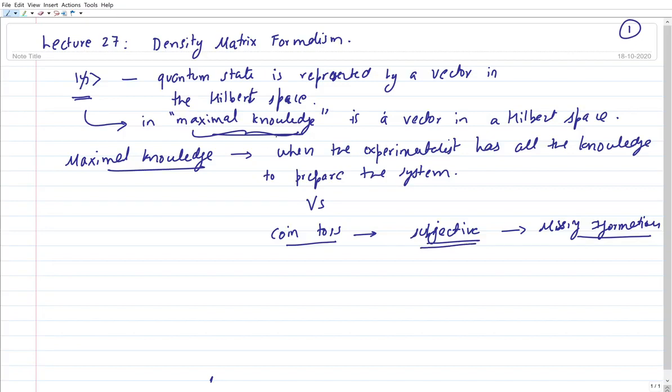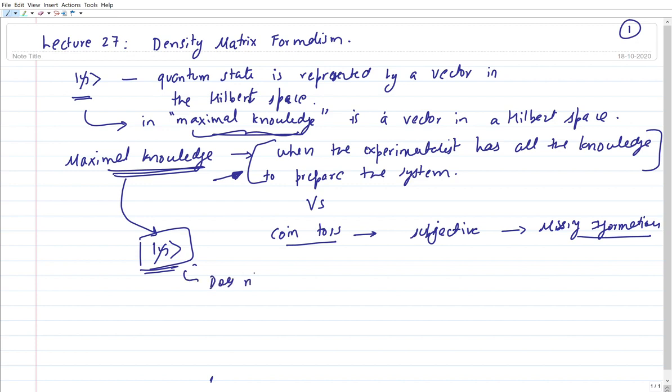So a quantum state, so this was subjective knowledge. What we are talking about here is the maximal knowledge. So there was some fundamental randomness associated with quantum operations, even if we have maximal knowledge, as we saw. But here we are talking about the maximal knowledge, and such states of maximal knowledge are represented by state vectors. So this state vector does not have any subjective probabilities like the coin toss.